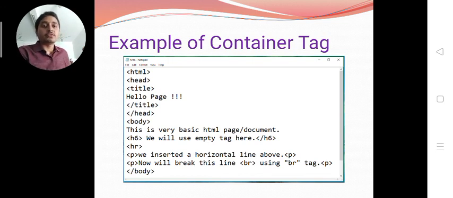Then next we have used a paragraph tag. We inserted a horizontal line above. Very good. Now we will break this line. Again we have used a BR tag. The BR tag is used to break the line, means now the text after the BR tag will appear on the next line on the website. Let's see how this page will appear.